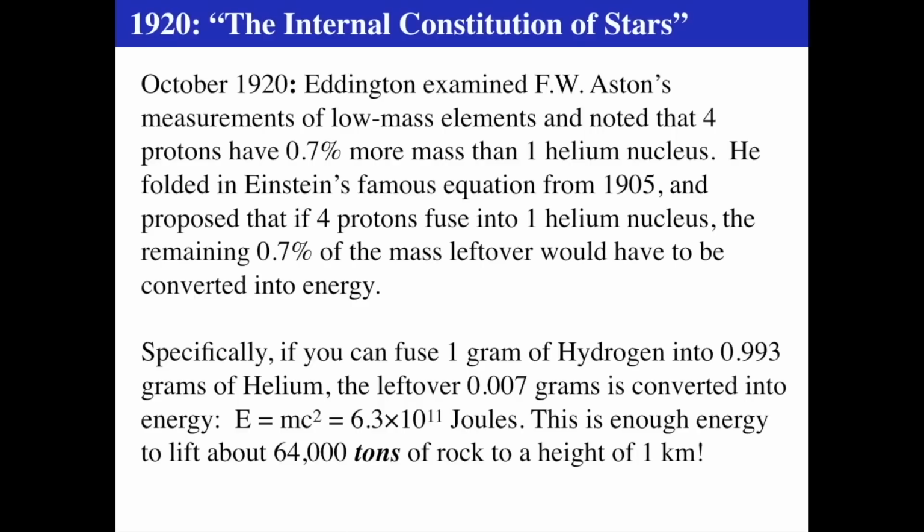So he said, let's take Einstein's E equals mc squared, and he proposed then, let's take 4 protons, put them into 1 helium nucleus, and the remaining 0.7%, less than 1% of the mass, could be converted into energy. So Eddington said, well, what if you did this? If you converted it, then you'd have that.